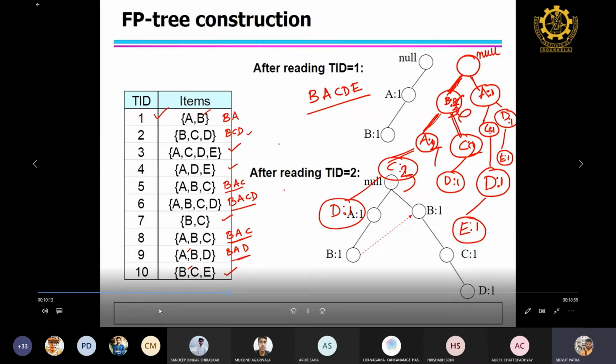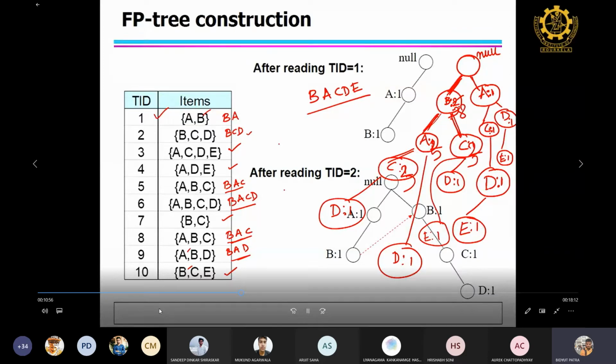Then BAD. B is here, A is here, but D is not there. So then BA, then you have a path here, let's say this is D. So you have to increment. This will be 5 and this will be 7. Then BCE. This is B, then C is not there, right? So then BC, and then you have to find a path. Let's say this is E, and this will be incremented to 3, and this will be 8.